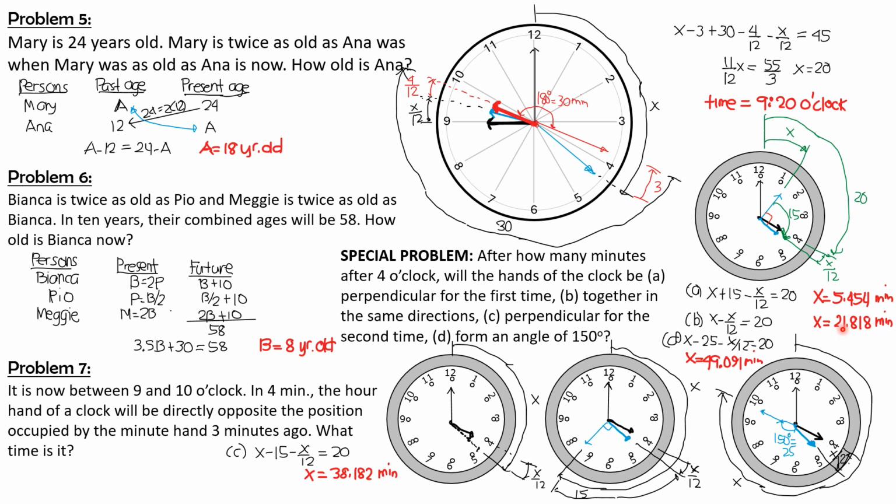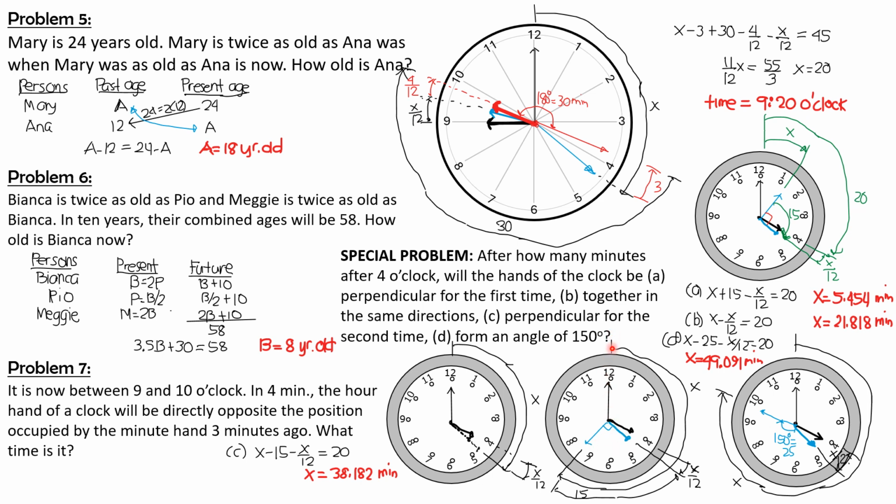Then letter C, perpendicular for the second time. So part A, the hands of the clock were perpendicular for the first time. So this would be the position of the hands of the clock when they are perpendicular for the second time. So the idea is, remember that the hour hand is constrained to move between two marks only. The minute hand will have a greater space for turning. So this would be the position of the minute hand, and they are now perpendicular.